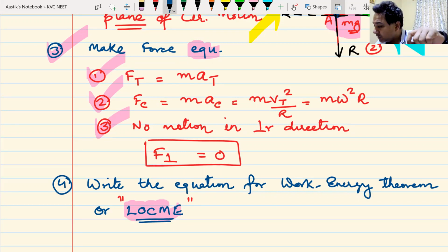So write the equation for the work energy theorem or LOCOME. So there would be some equations that you can make.